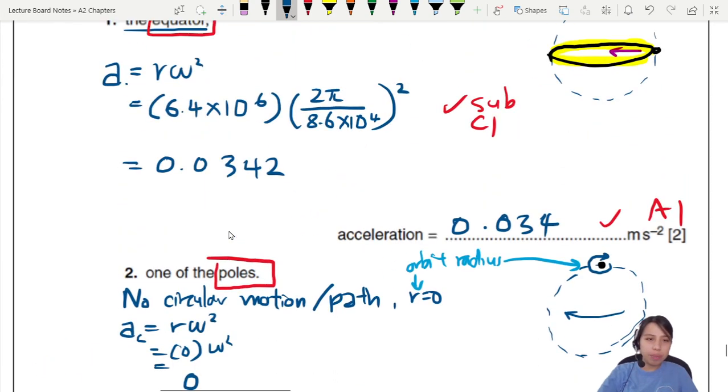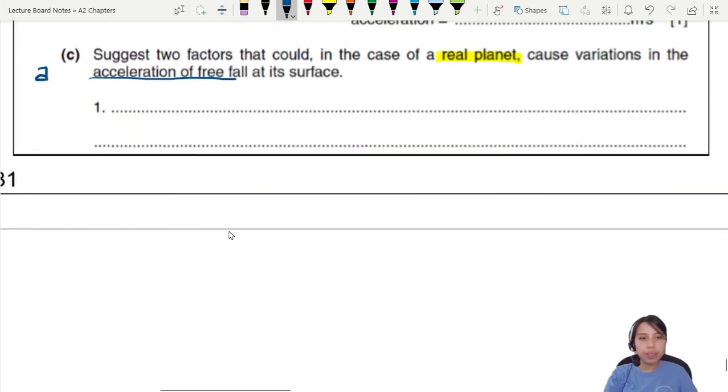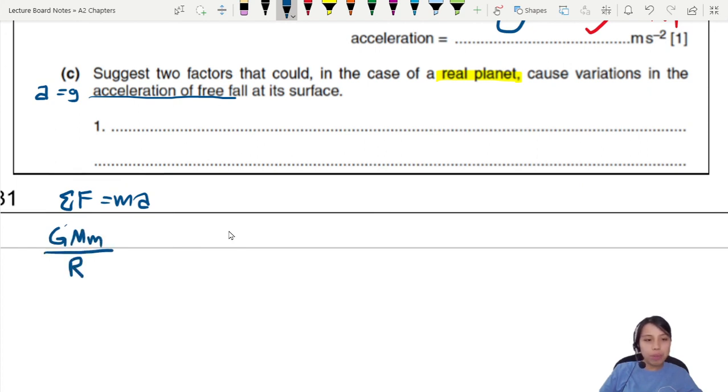It's AC. Now we're talking about other factors that can affect acceleration itself. So acceleration of free fall, you call it g. A equals g, assuming there's no other forces. What else could cause variations of acceleration? How do you find acceleration again? Newton's second law, F equals ma, right? For any mass. What if you are on a spherical planet, we assume it's a sphere. This would be GMm over r squared equals ma.